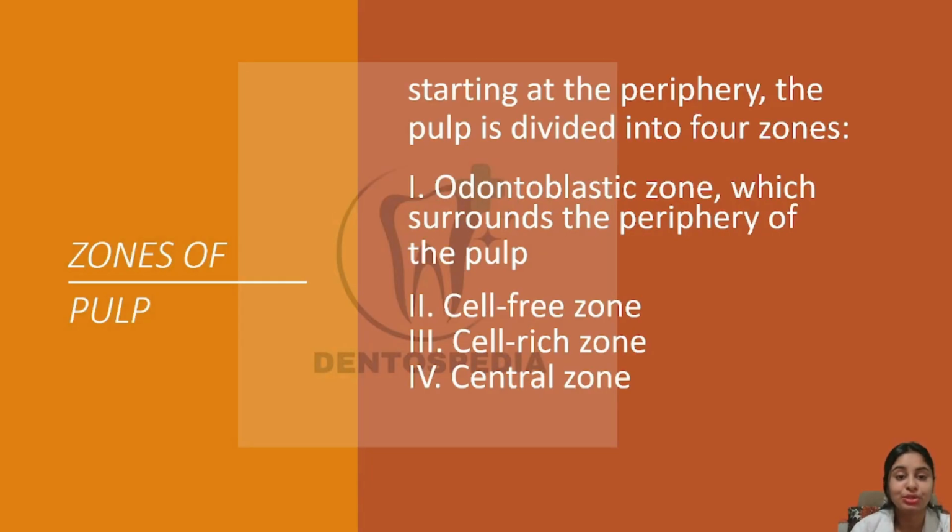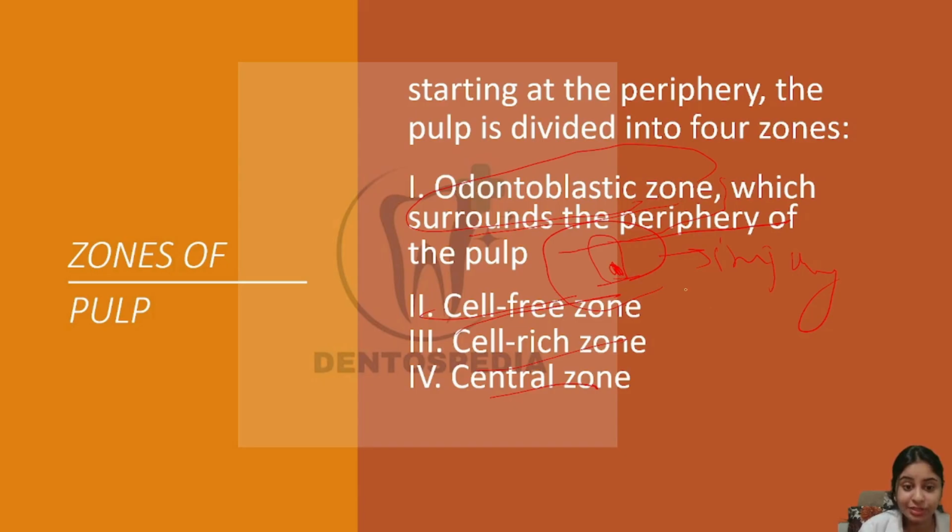Coming to the zones of the pulp, if we look at the pulp under the microscope, we see four defined zones, that is the odontoblast zone, cell-free zone, cell-rich zone and central zone. The odontoblast zone is the outermost zone and it surrounds the periphery of the pulp. It contains the odontoblast cells which form the dentine. The odontoblast cells form the dentine and are highly sensitive, and so they first respond to any injury.